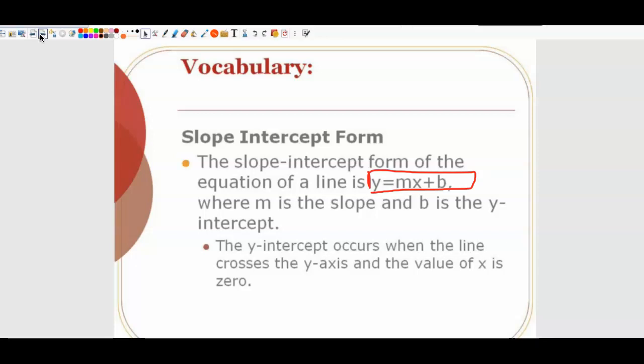where m is our slope. And again, the other day we talked about slope. Slope is rise over run. And b is the y-intercept. And yesterday we talked about the y-intercept. The y-intercept occurs when the line crosses the y-axis and x is 0.